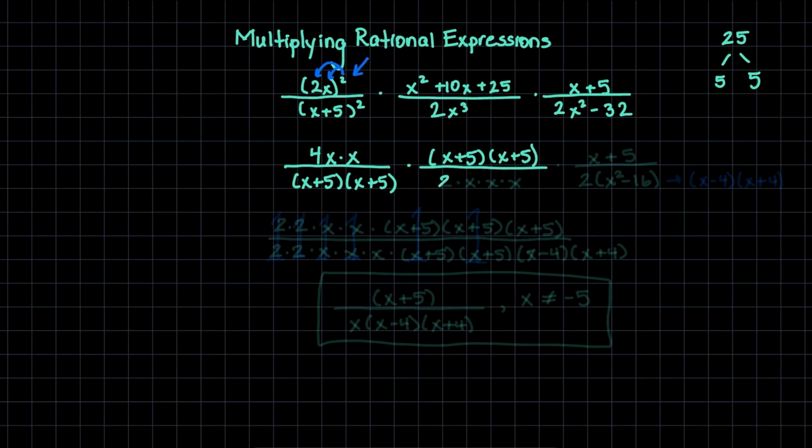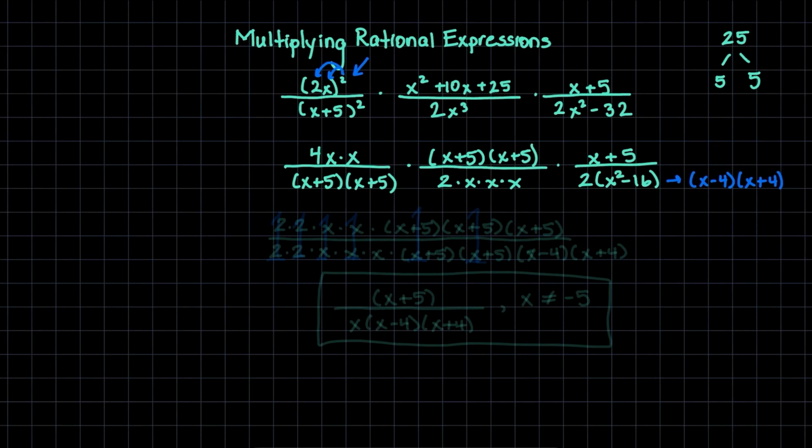All over 2 is prime, x times x times x. X plus 5 is prime. I can factor a 2 out of here, and I'm left with x squared minus 16. But that's also a difference of 2 squares, so I'm going to remind myself that that is going to factor to x minus 4, x plus 4 in the next step.